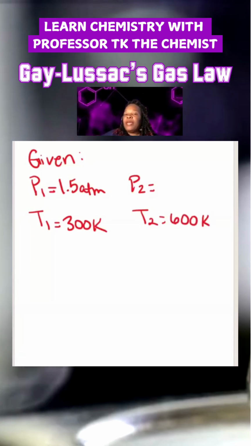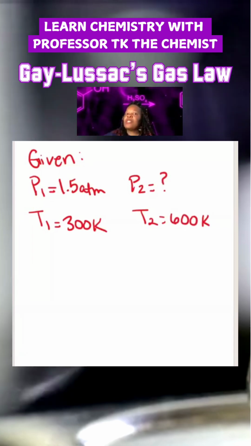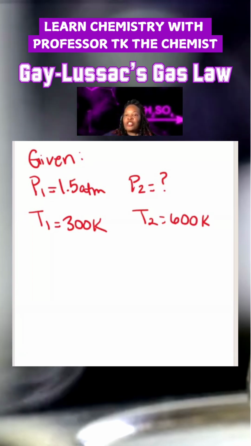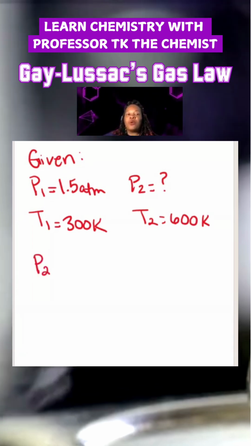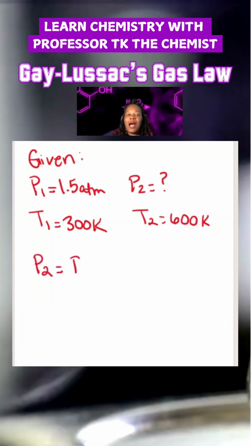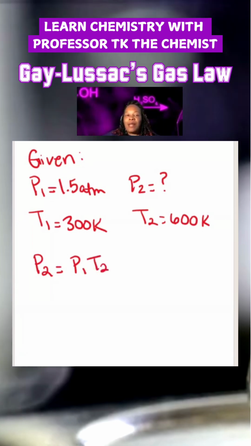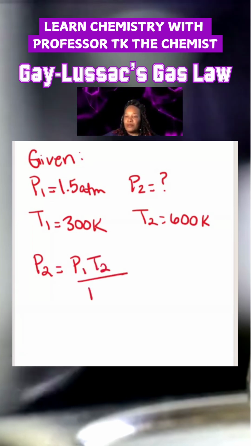So you're looking for P2. They also said, what is the final pressure? So our formula is P2 equals P1 times T2 divided by T1.